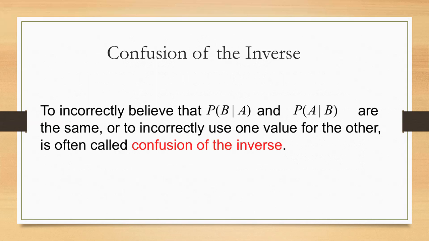All right, confusion of the inverse. It's really important. The probability of B given A does not necessarily equal the probability of A given B. So, for example, if we go back and I use my silly shoe coming untied and you tripping, in this case it would be the probability you trip given your shoe came untied. That is not going to be the same thing as the probability your shoe came untied given you tripped. So they're not necessarily the same.